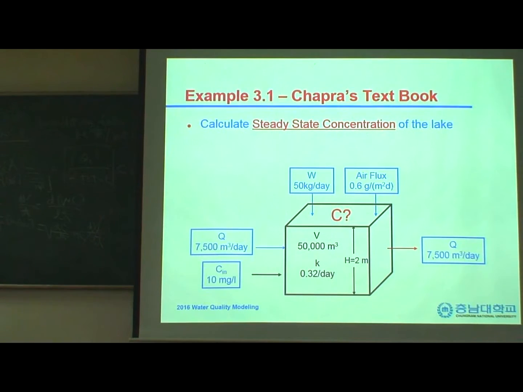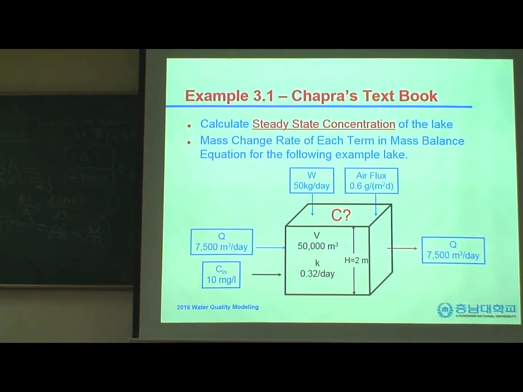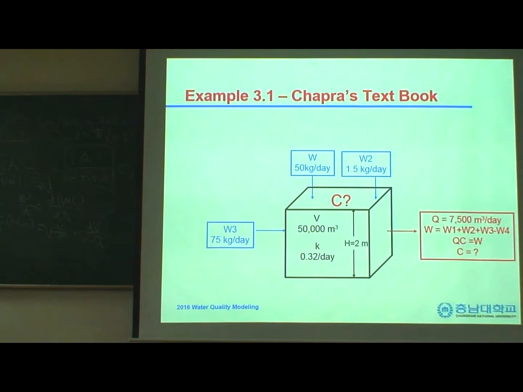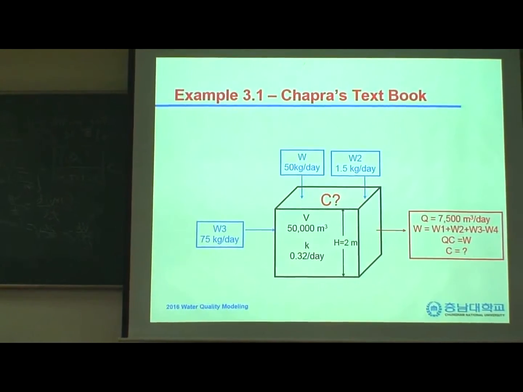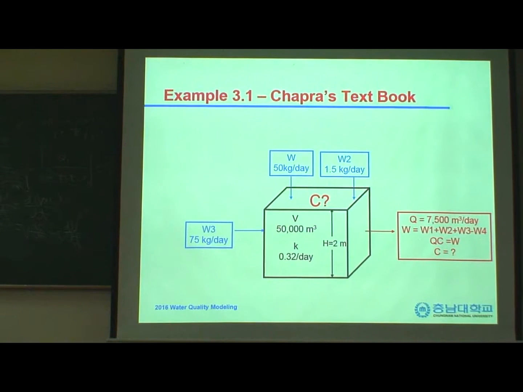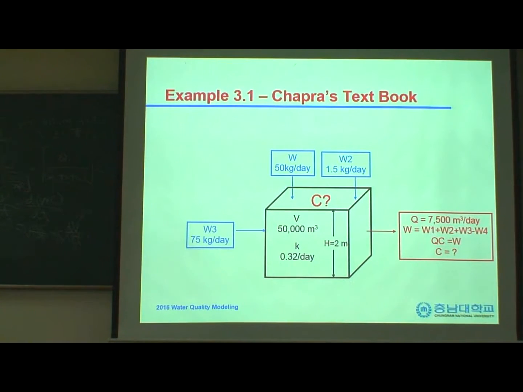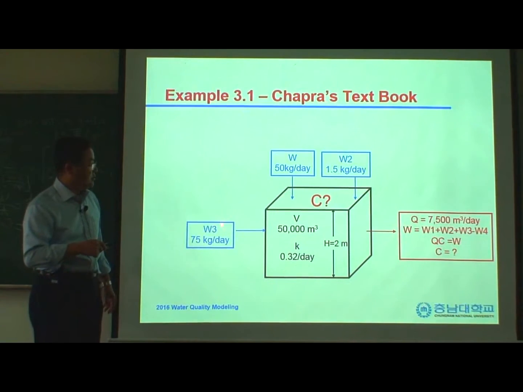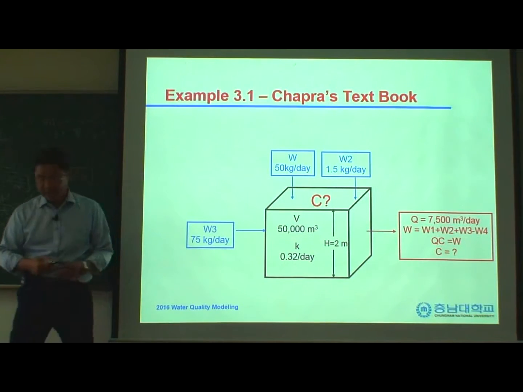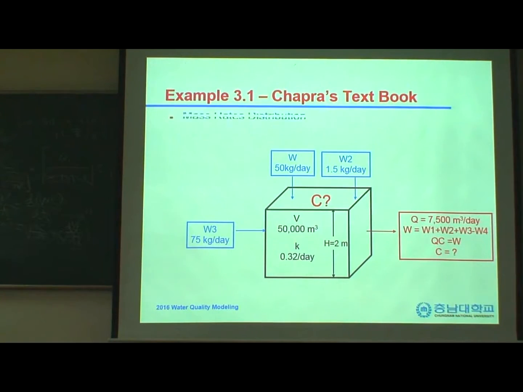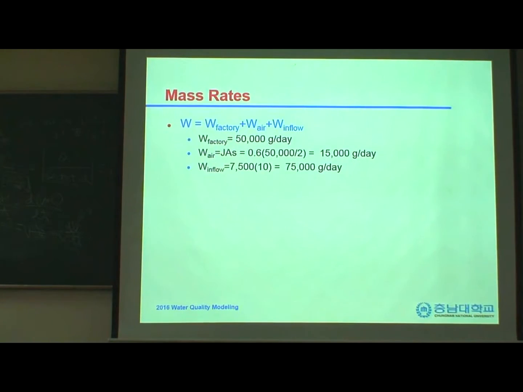All right. Steady-state concentration of the lake. And mass. Let's check about mass. Here, actually, we did it. And here, let's say we have another W: W1, W2, W3, and I think 4 is the decay. I played with this one a little bit recently, and I messed things up a little bit.